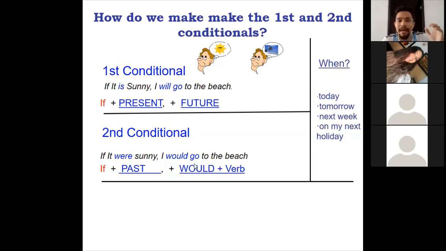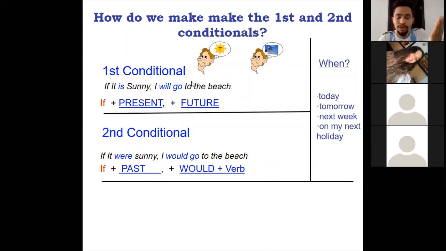Now, let me ask you, is it sunny today here? When I say, if it were sunny, I would go to the beach. Is it sunny? No, right? But there is a very small chance for the day to get better, to get sunny. And if it's sunny, I could go to the beach, right? So that's what we use in conditional type 3.